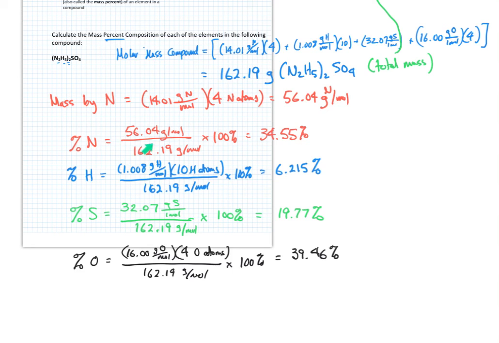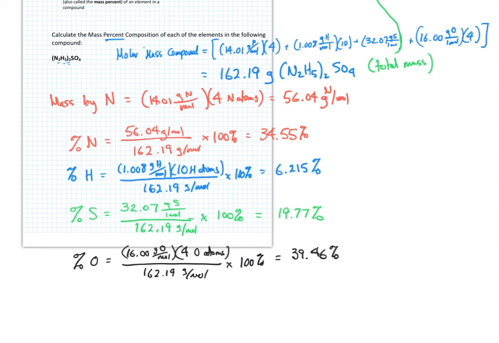All right, we're back. So this was the first calculation we did. We found the amount of nitrogen that's involved, 56.04 grams per mole. That comes from the molar mass times 4 nitrogen atoms. Divided by the total is 34.55. We do the exact same thing for hydrogen, sulfur, and oxygen. We get 6.215% for hydrogen, 19.77% for sulfur, and 39.46% for oxygen. We have 4 sig figs for all of these.